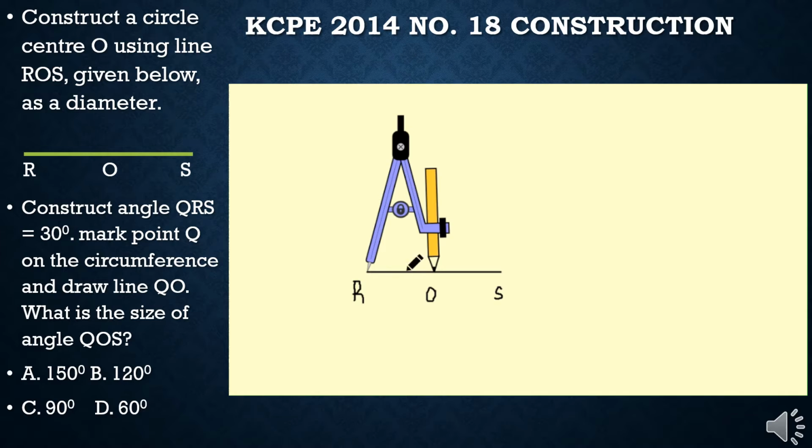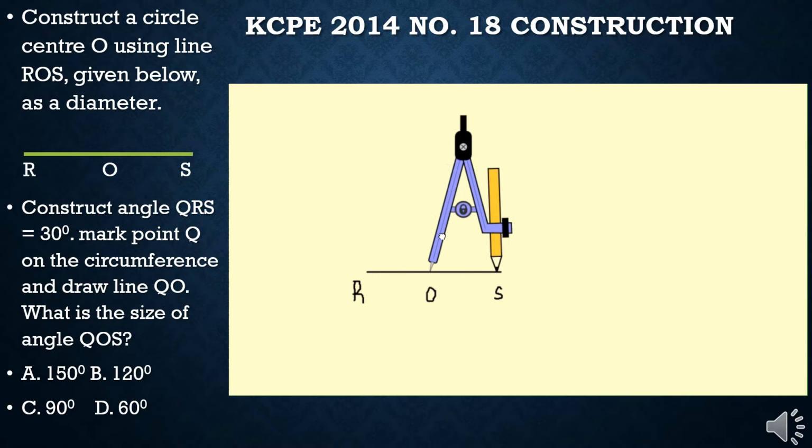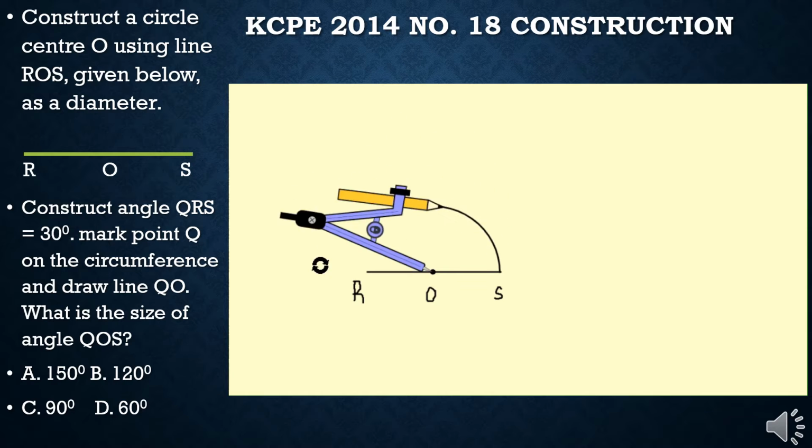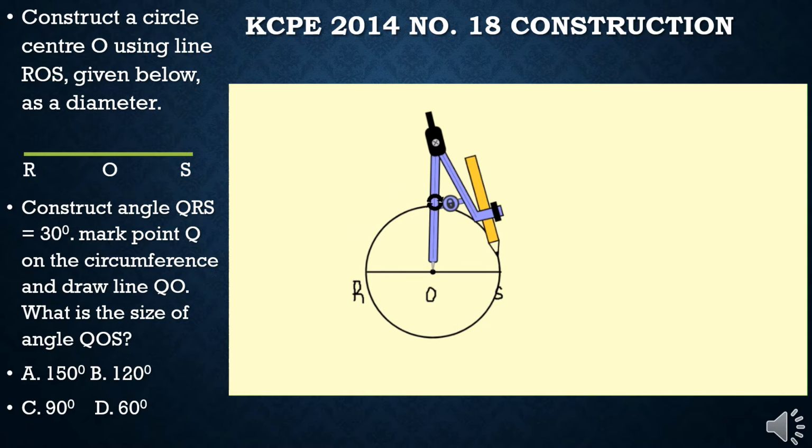So the first thing is to draw the circle we are told to draw, having the radius of OS, because we are told that O is the center, so we have to stand at O, and with the radius OS we draw the circle like that. After that, we want to construct angle QRS, which is 30 degrees.